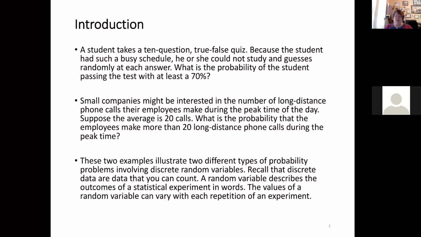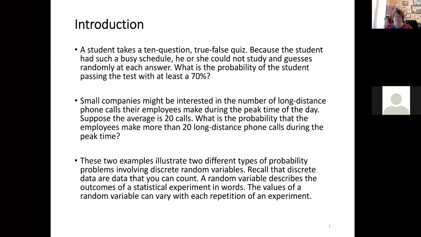So these 2 examples illustrate 2 different types of probability problems involving discrete random variables. What's a discrete random variable? We'll talk about that in just a second. Recall that discrete data are data that you can count. A random variable describes the outcomes of a statistical experiment in words. That's what a random variable is. It's a description of your outcomes.